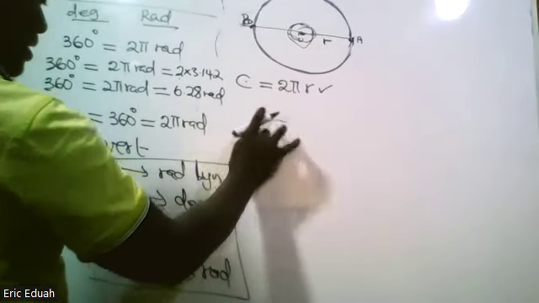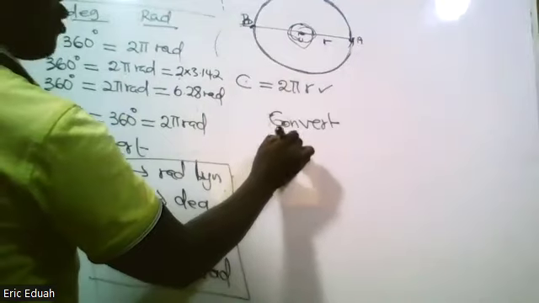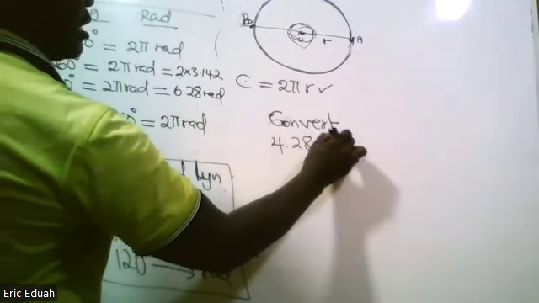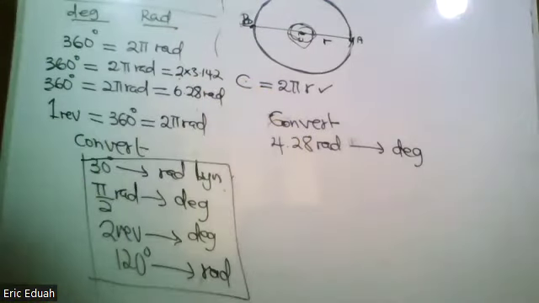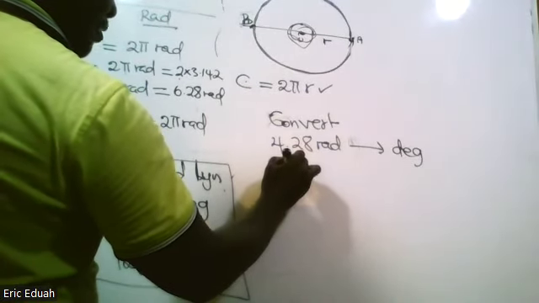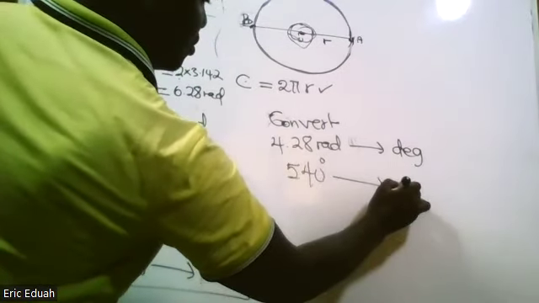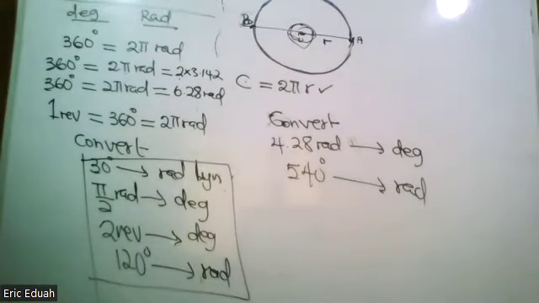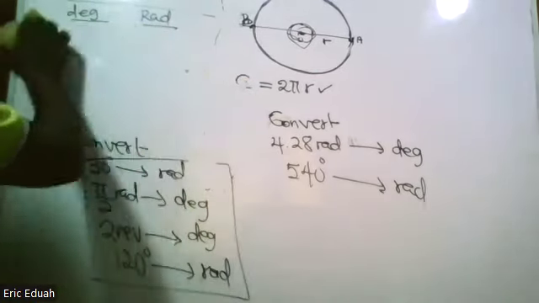Convert 4.28 radian to degree, and convert 540 degree to radian. This is the problem of the day. 5 minutes, start work. Everybody. So I've moved from Lane, Chrysler, and Co. It is for all of you.